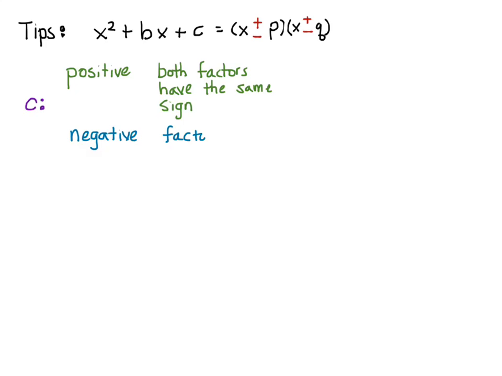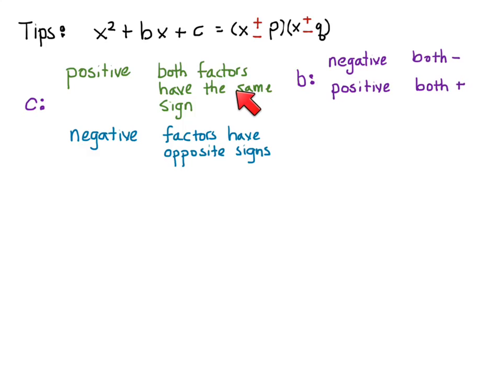Now, if that c is negative, only one of them can be negative, right? It's a negative times a positive or a positive times a negative. So the factors that we're talking about, the plus and minus in here, one of them's positive, one of them's negative.